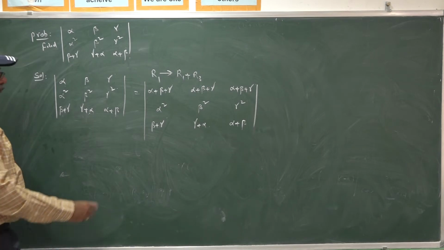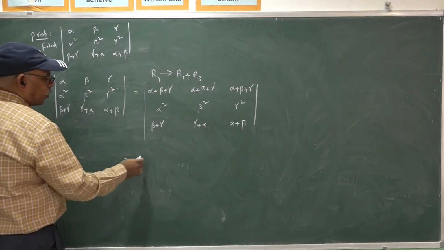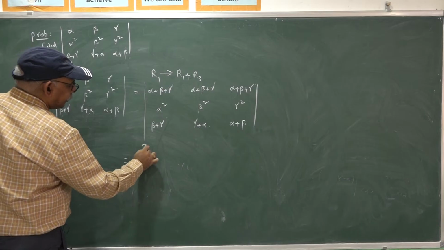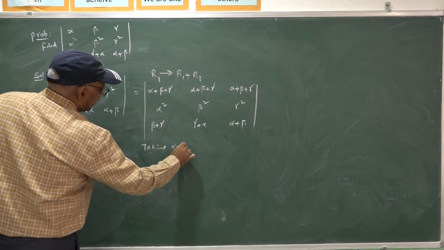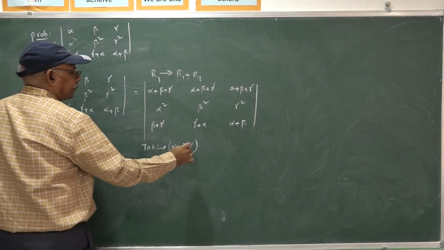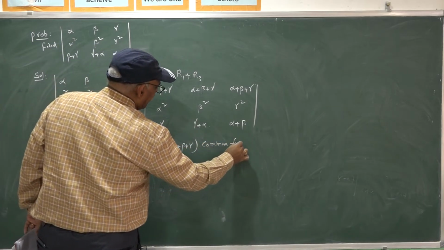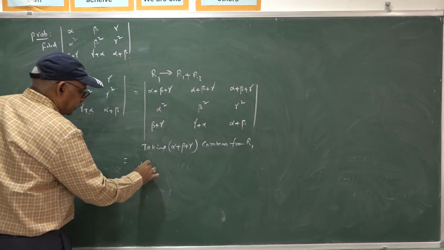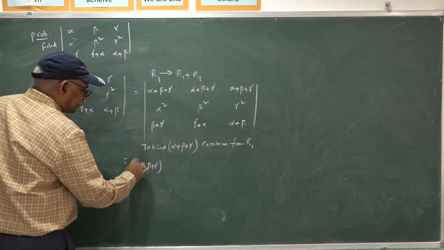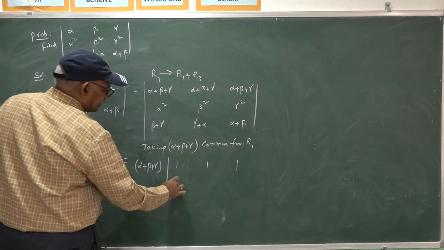Now, taking alpha plus beta plus gamma common from the first row, from R1. We get alpha plus beta plus gamma into, 1, 1, 1 as first row elements.